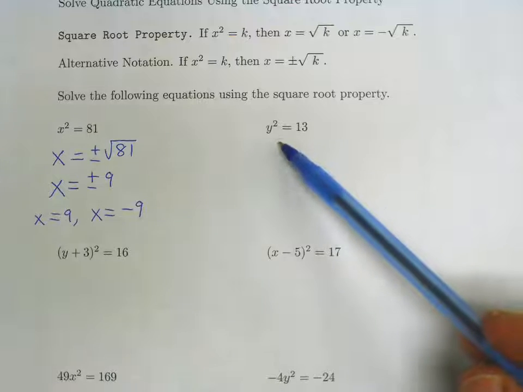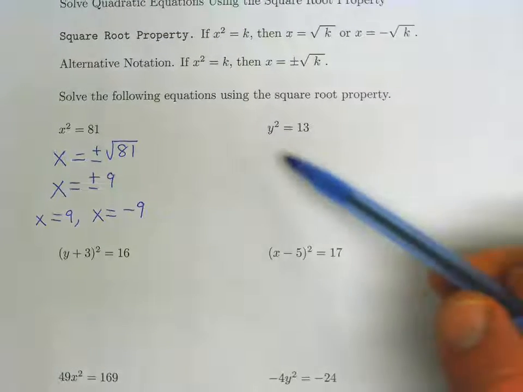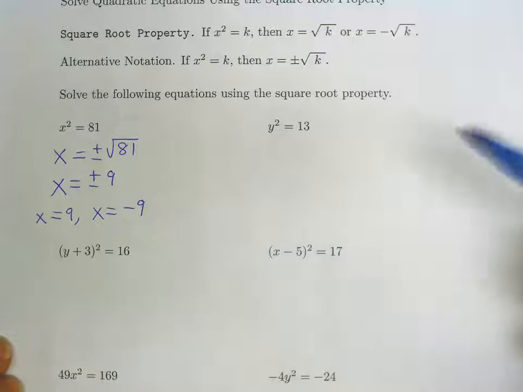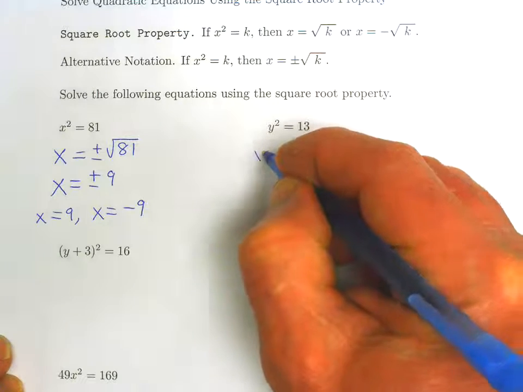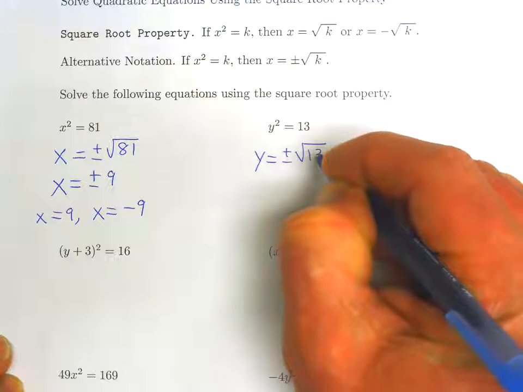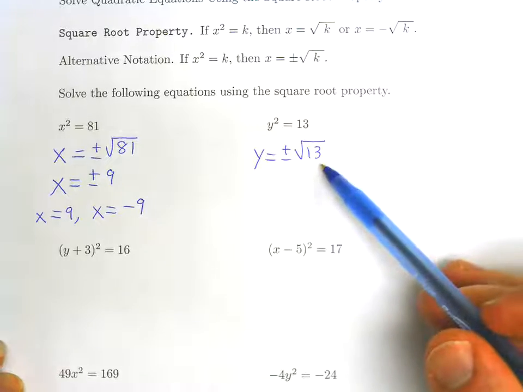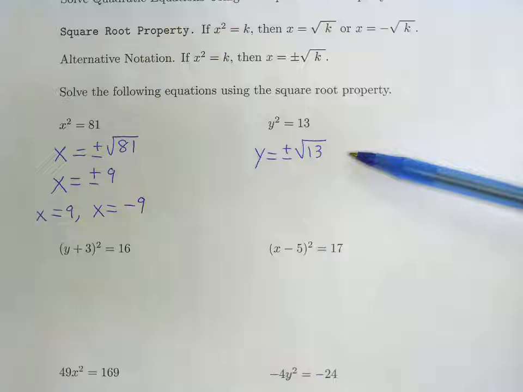Okay, for this equation, y squared equals 13. The y squared is by itself, so if we just apply the square root property, we get y equals positive and negative square root of 13. The square root of 13 cannot be simplified any further, so we're finished finding the solutions for y on this one.